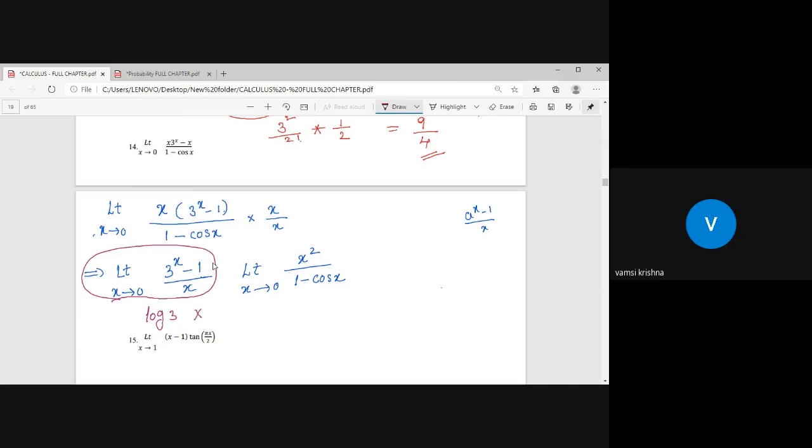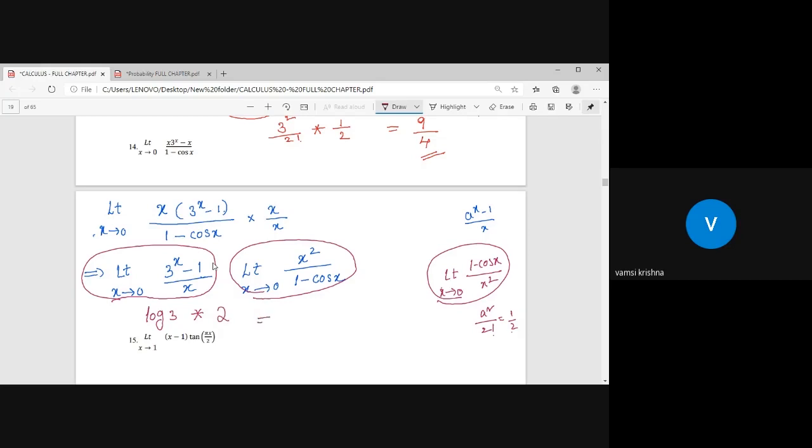After log 3, next I am taking the second part. If your question is like this, limit x tends to 0, (1 minus cos x) by x square, I know this function value is a square by 2 factorial, that is 1 by 2. That is the answer. But whatever you are asking is the reciprocal of this. That means the reciprocal of 1 by 2. This part's answer should be equal to 2.